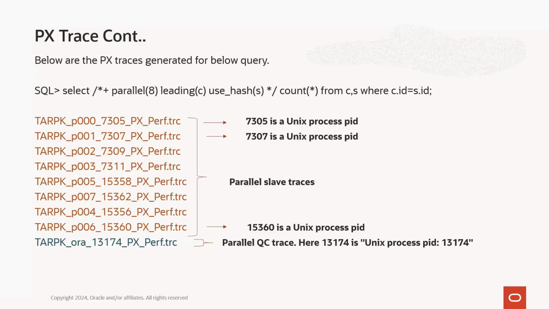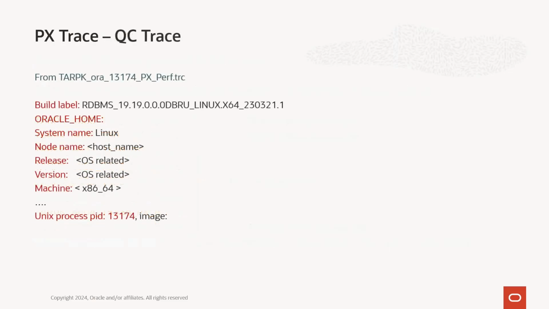Please make a note of these traces and how they look. We are going to see how the QC trace looks and how the slave trace looks. This is the QC trace. Here we are seeing ora_13174, which is the query coordinator trace.